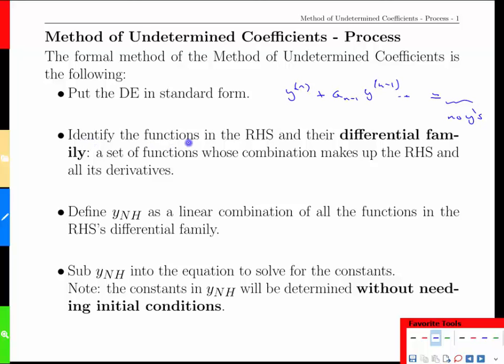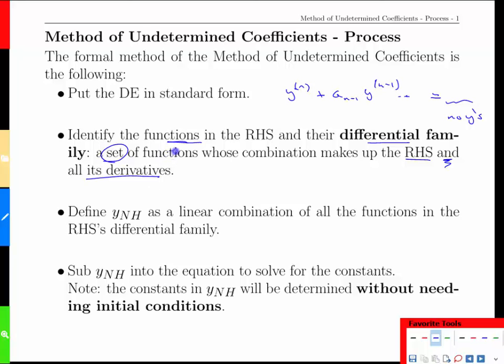The next step is to identify the functions on the right-hand side. So if there's a function on the right-hand side, then it needs to be in y. However, that's not enough. We also need to know what other functions might show up in the derivatives, and we call that the differential family. It's the set, a group of functions, whose combination makes up the right-hand side, and, here's the key thing, all its derivatives. We'll take a look at examples in the next page.